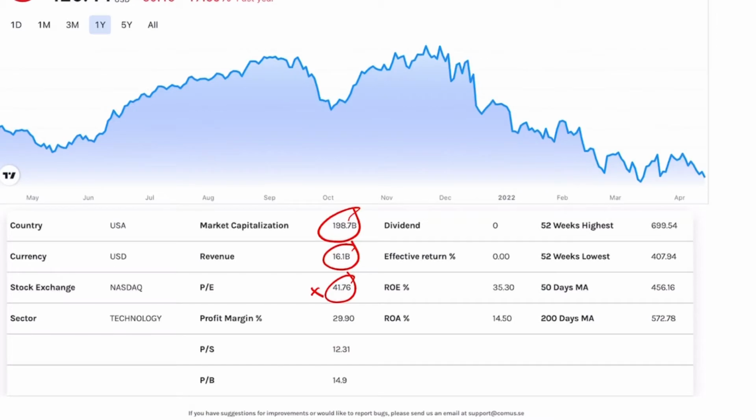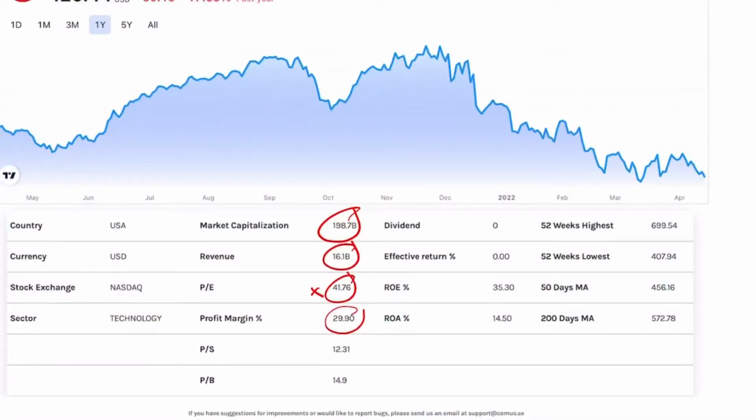Same thing goes when you see a stock with a low PE ratio. That tells you that the market expectation of that stock is low, and therefore you might not see capital gains on those stocks because the market doesn't expect much from them. Now, profit margin coming in at 29.9%. I like it because I like companies with a profit margin of 15% or higher. So coming in at 29.9, I like it. So that is a go for me.